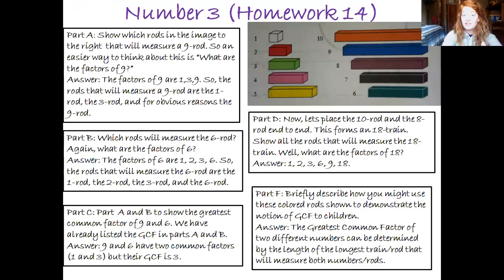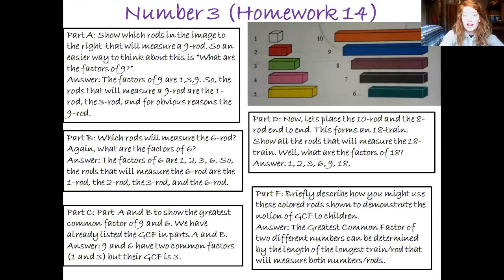Part B, which rods will measure the 6 rod? Again, what are the factors of 6? My answer ended up being the factors of 6 are 1, 2, 3, and 6. So the rods that will measure the 6 rod are the 1 rod, the 2 rod, the 3 rod, and again, for obvious reasons, the 6 rod.